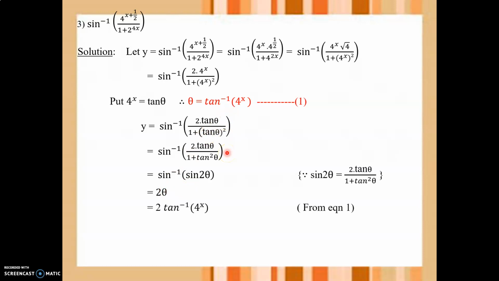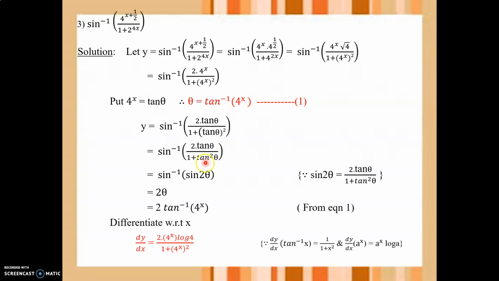Now we can take derivative with respect to x. Differentiating with respect to x, you will get dy upon dx is equal to 2 into the derivative of tan inverse x, which is 1 upon 1 plus x square. So 1 upon 1 plus, in the place of x it is 4 raised to x whole square, into you have to take the derivative of 4 raised to x. This is a function of function, composite function derivative. So 4 raised to x is in the format of a raised to x. Derivative of a raised to x is a raised to x log a. So 4 raised to x into log 4. This is the final answer for this question.